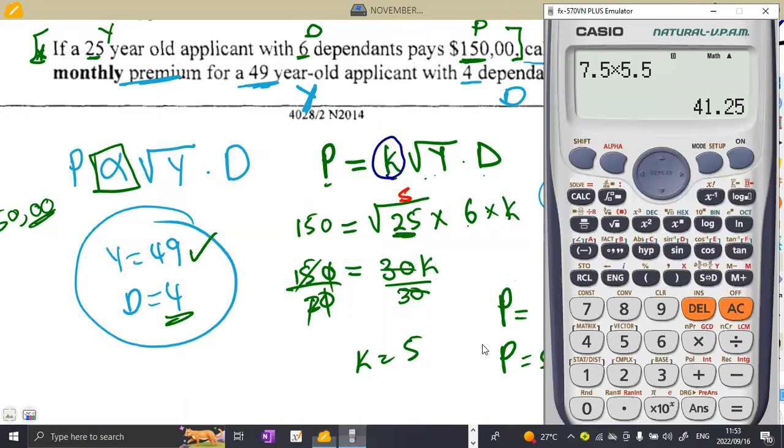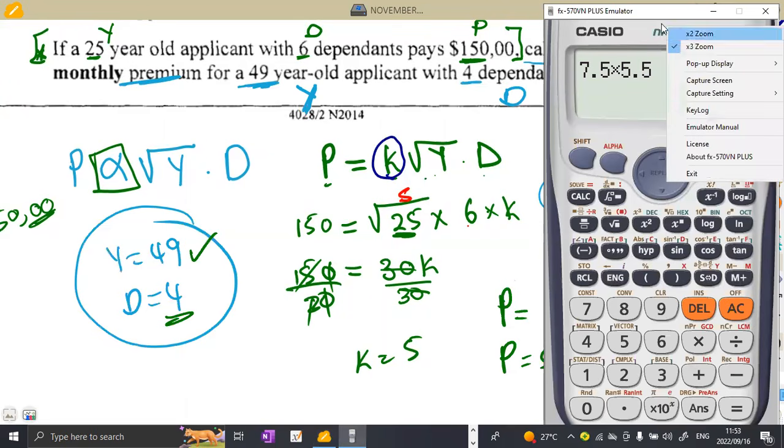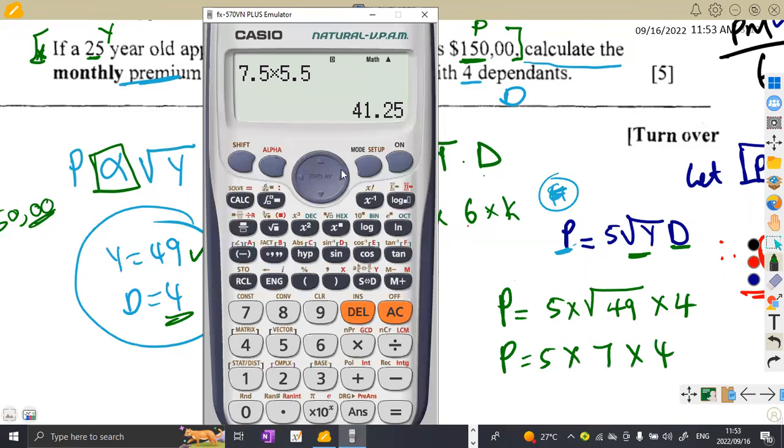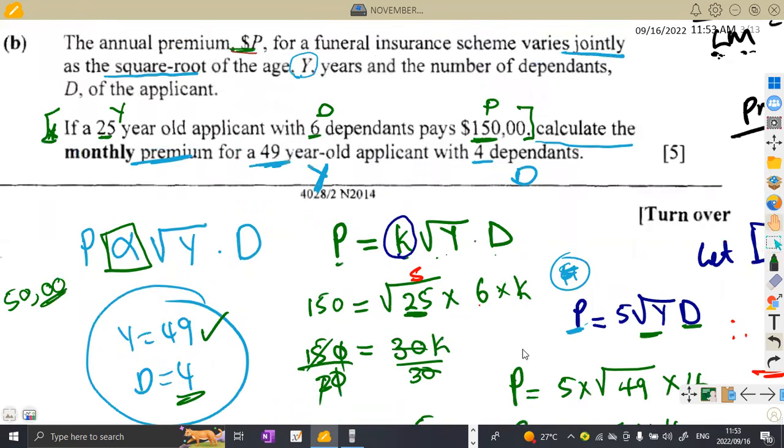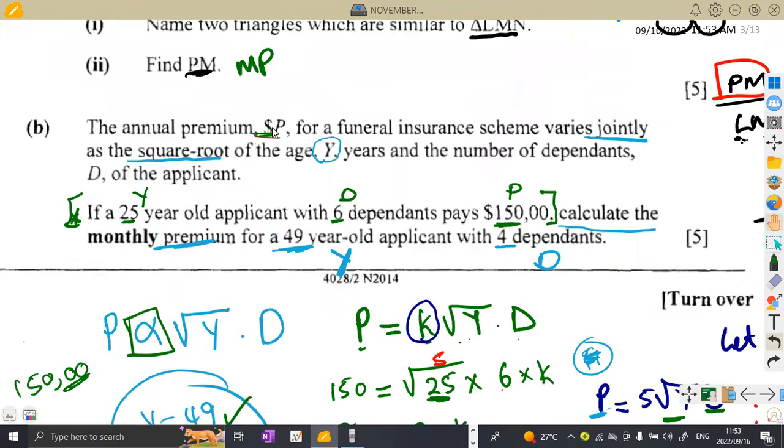So this is paper 2. If you do not know anything, use your calculator. So we're just going to put our calculator aside here. So we put 5 times 7 times 4. So we're going to obtain what? 140. So this is going to be p, which is 140. Remember, p is representing the money in dollars here. P dollars. Take note, this is p dollars.